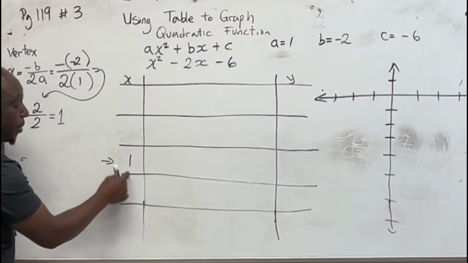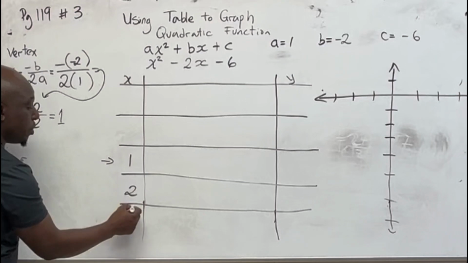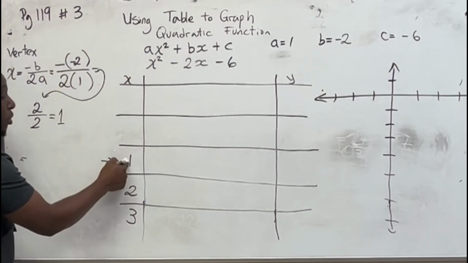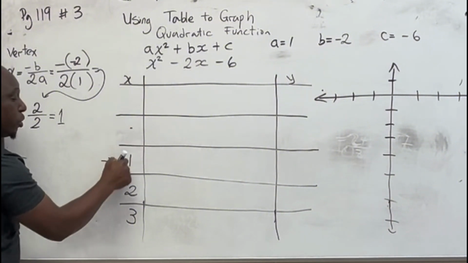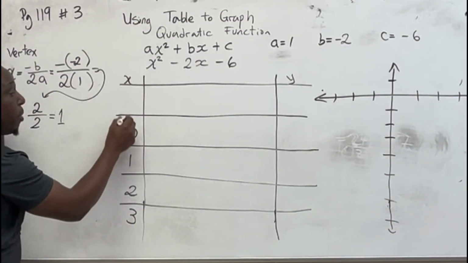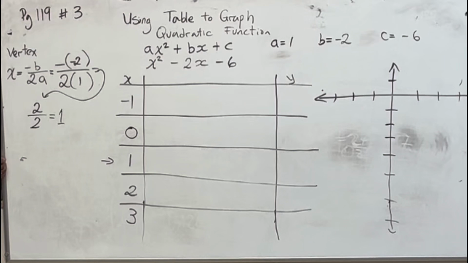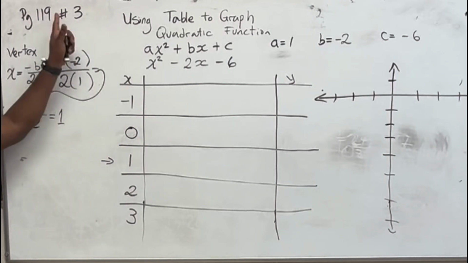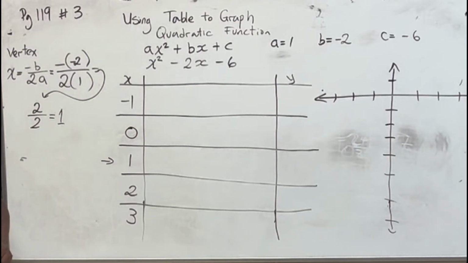Now I'm going to count forward. 1, 2, 3. Then I'm going to count back. 0. No, sorry. 1, 0, negative 1. Did you see that? So you get your vertex first, you count forward, then you count back. Picture your number line.